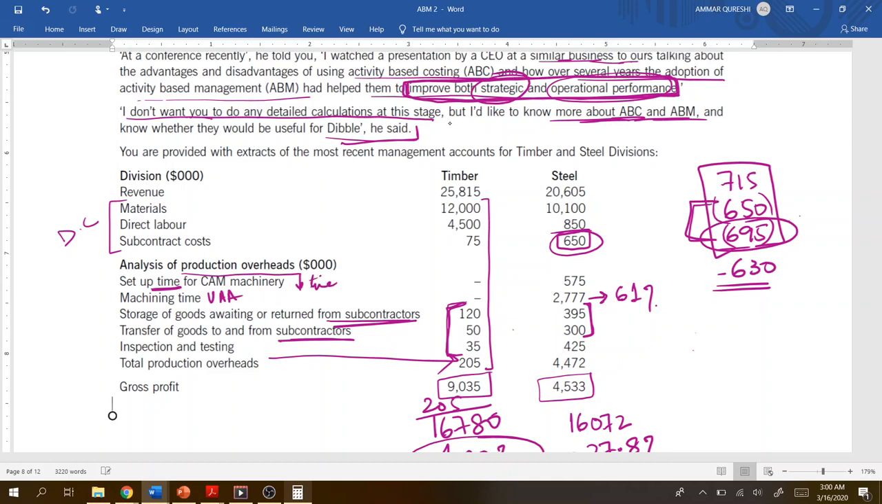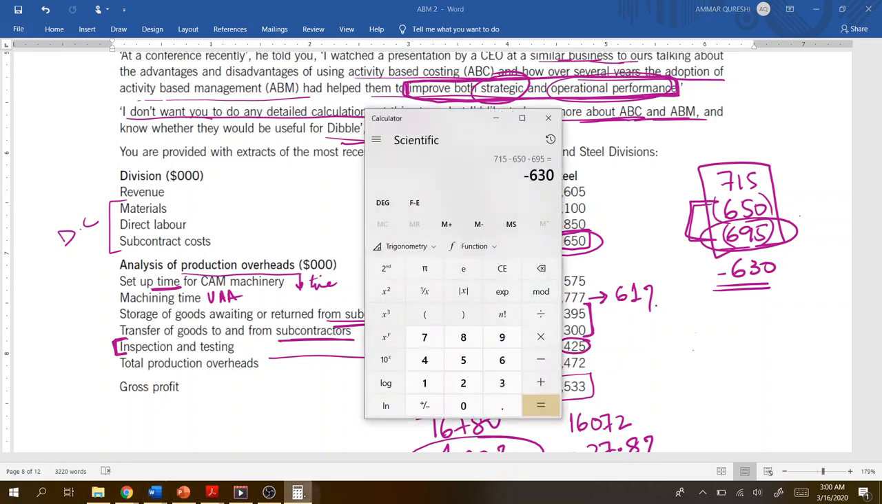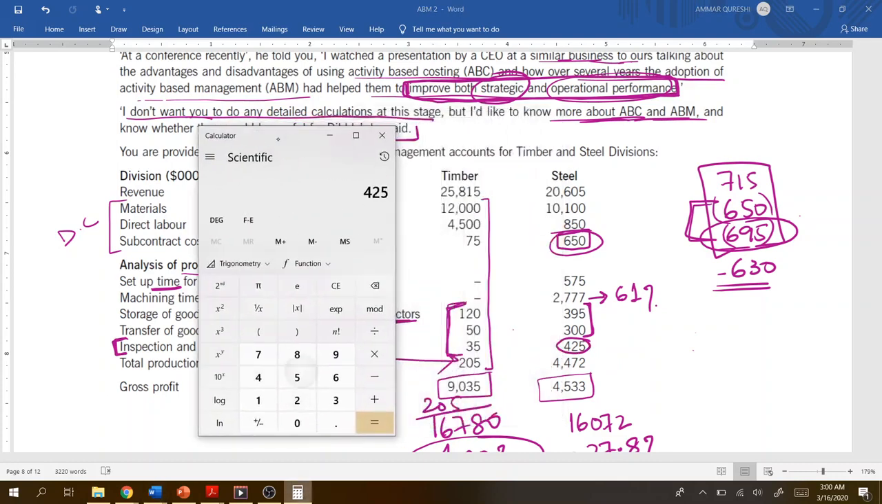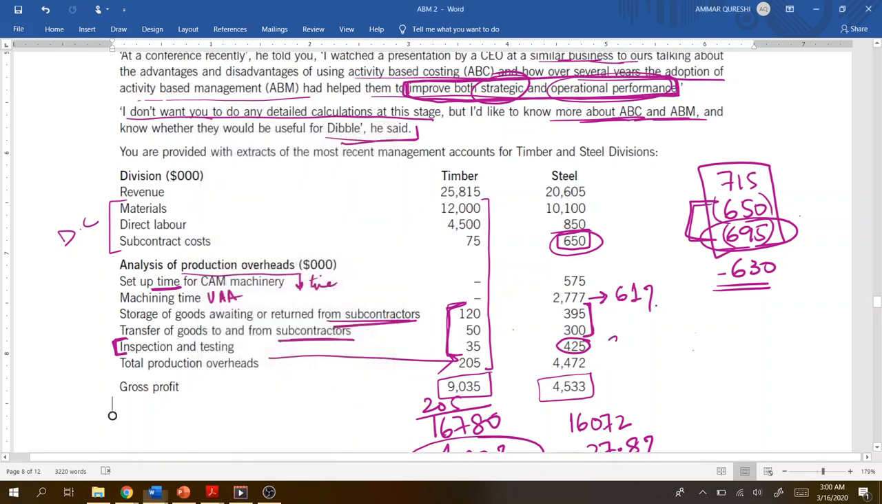We can try to reduce this time, but we cannot eliminate this. Now, inspection and testing, 425,000. Inspection and testing cost is around, if you check, 425 divided by 4472. That makes approximately 9.5% of the total overheads.